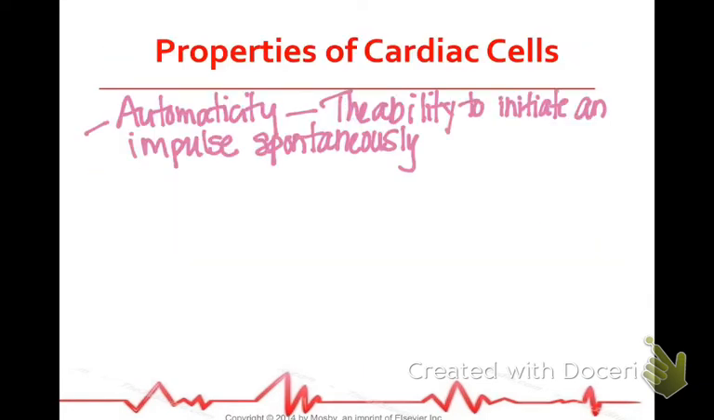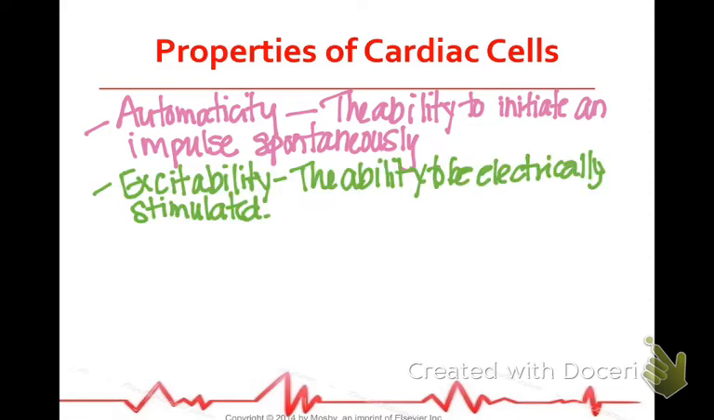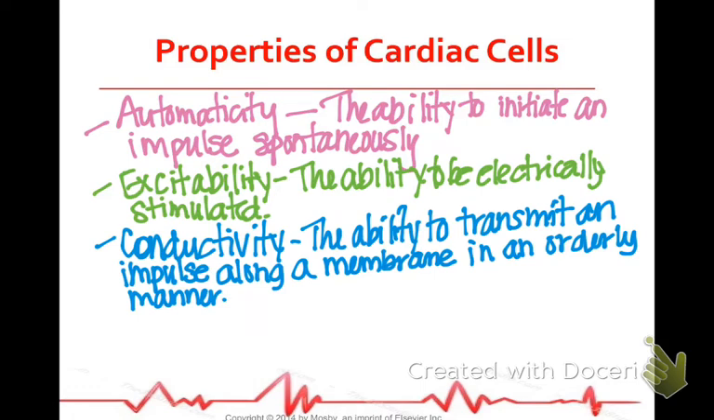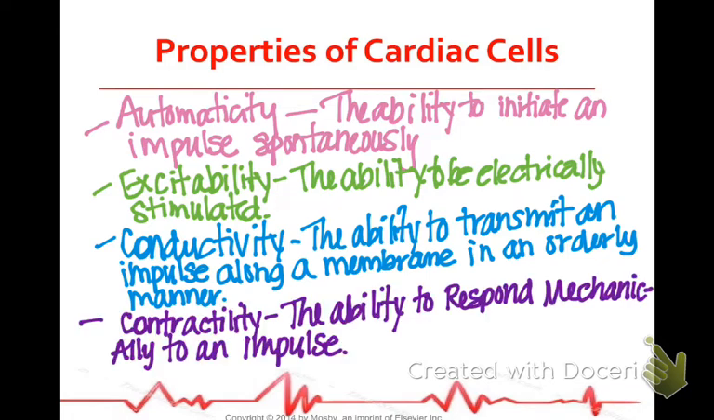All right, so our cells are what make all this happen. We've got automaticity, the ability to initiate an impulse spontaneously. Excitability, the ability to be electrically stimulated. Conductivity, the ability to transmit an impulse along a membrane. And contractility, the ability to respond mechanically to an impulse.